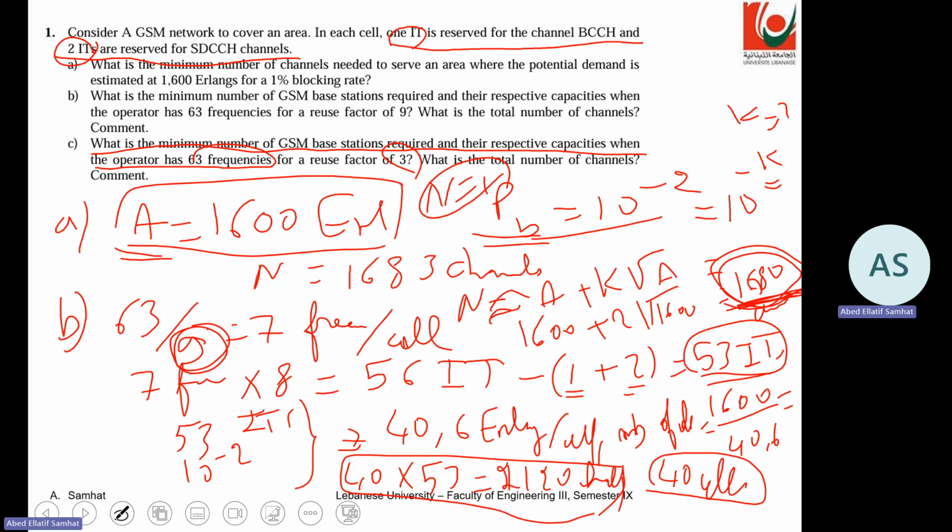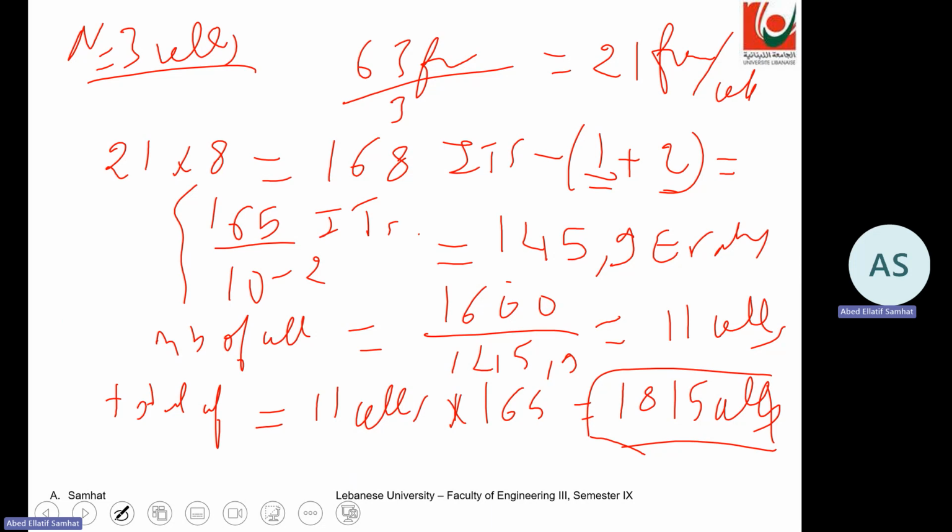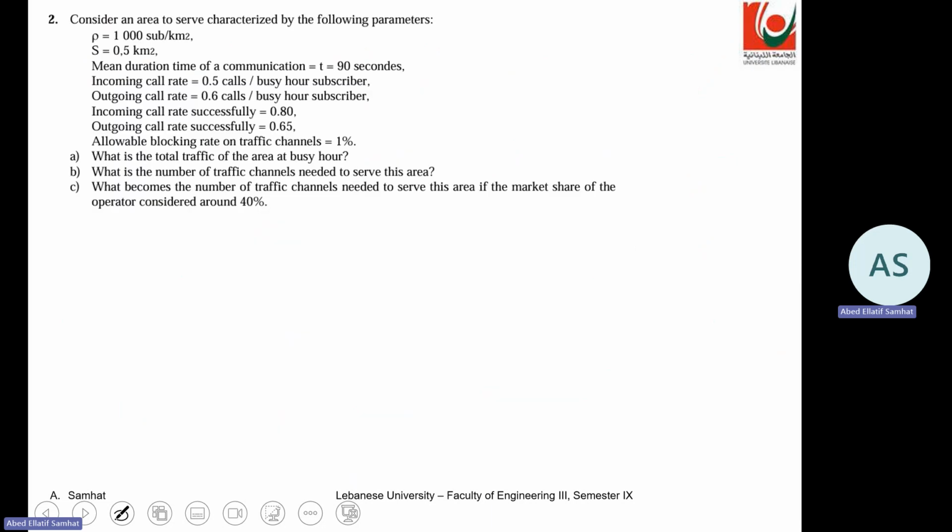So I hope it was clear how to find the number of cells. Let's move to another exercise where we want to calculate, for one cell or an area, the traffic. Let's start by considering an area to serve that's characterized by the following parameters.